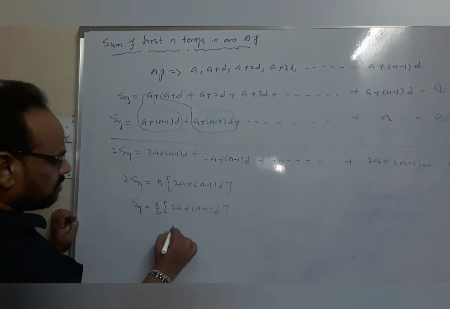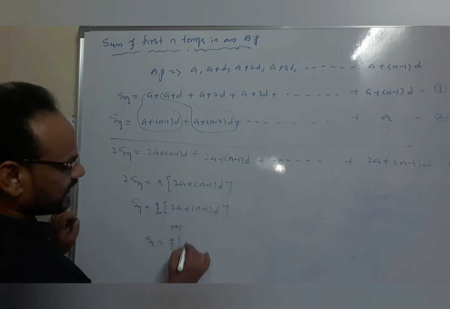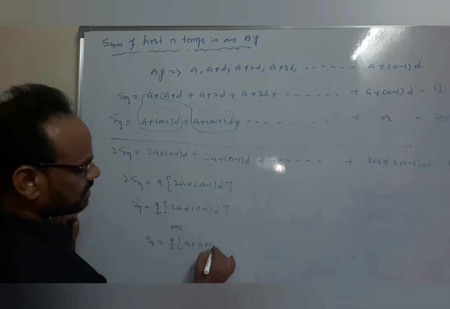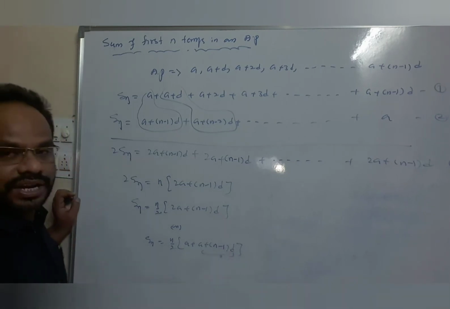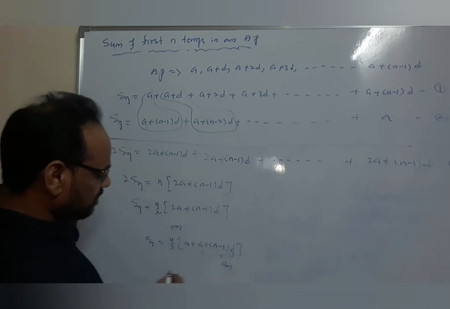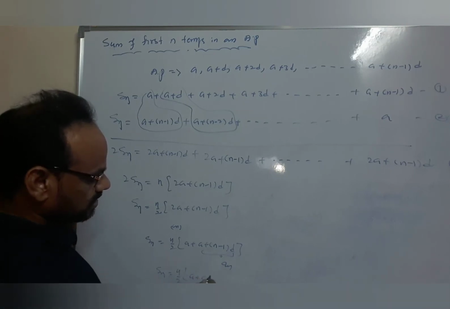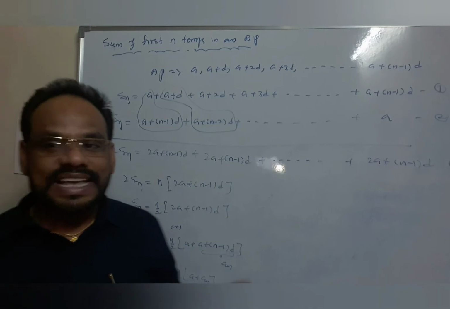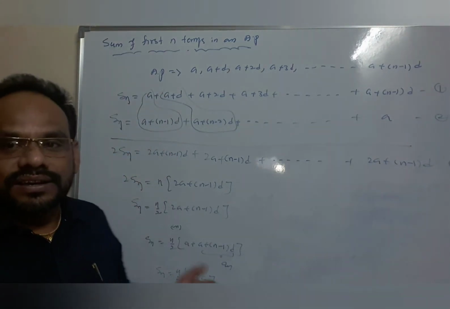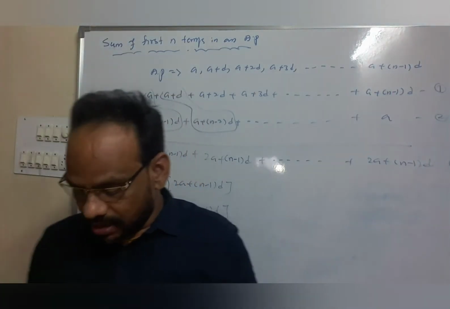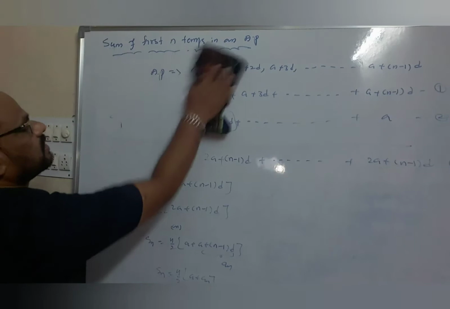Or Sn is equal to n by 2 into 2A, which can be written as A plus A plus n minus 1 into D. A plus n minus 1 into D is nothing but an. So Sn is equal to n by 2 into A plus an, or A plus L also, the last term. Here we discuss one or two examples on the sum of first n terms.